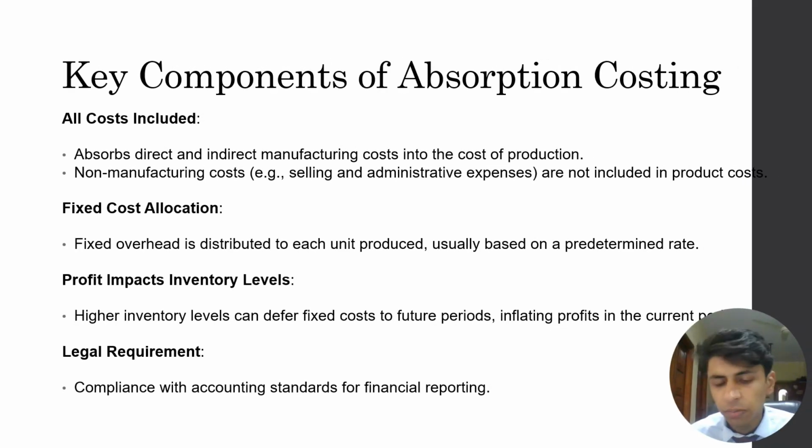Now we'll talk about the key components of absorption costing. Absorption costing includes all the costs; it absorbs direct and indirect manufacturing costs into the cost of production, but non-manufacturing costs such as selling and administrative expenses are not included in the product costs. Then come fixed cost allocations. Fixed overhead is distributed to each unit produced. It is a predetermined rate that is distributed among the units.